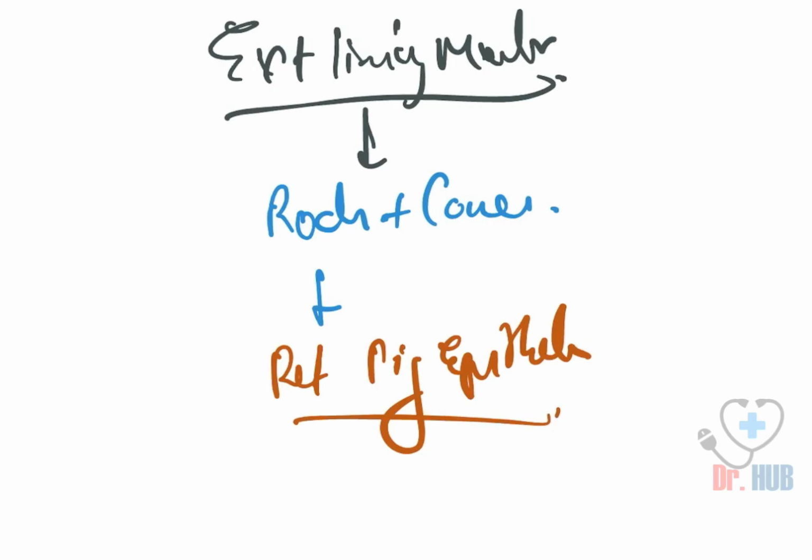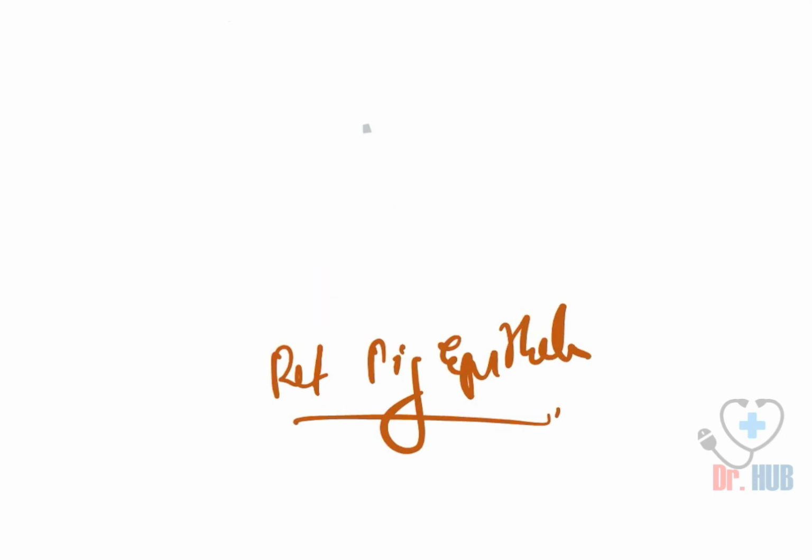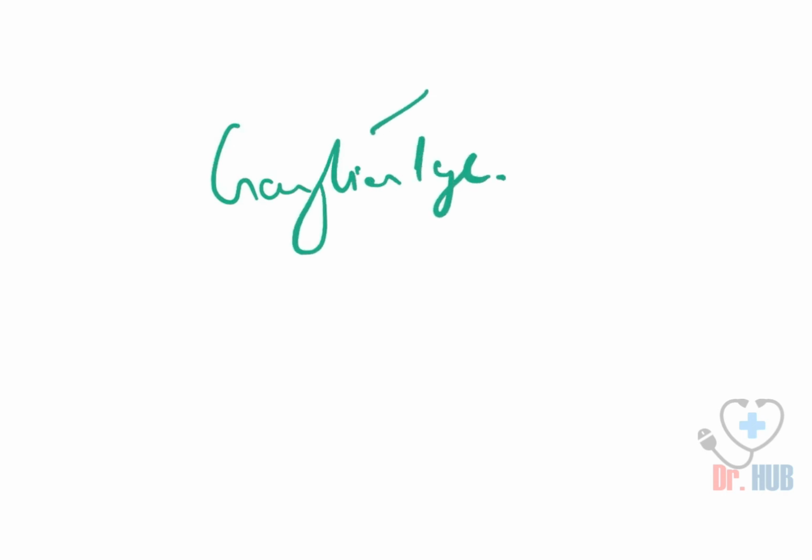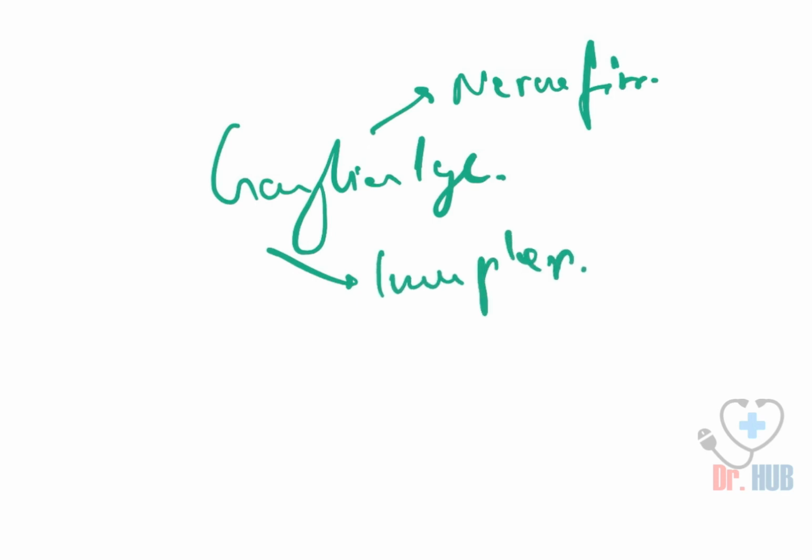So the questions we asked. Where is the ganglion layer present? We have the ganglion layer, and towards the inner side there is the nerve fiber layer, and towards the outside there was the inner plexiform layer.